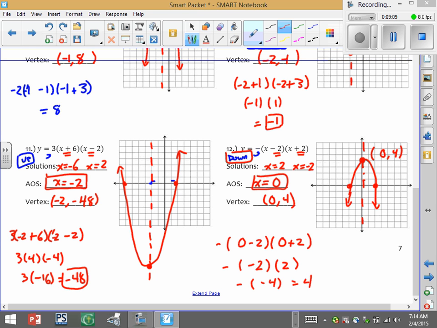So this is the form known as factored form, not used very often. Standard form is probably the most often. Vertex form would be the next most used form, but then we'll see factored form here and there throughout the course.